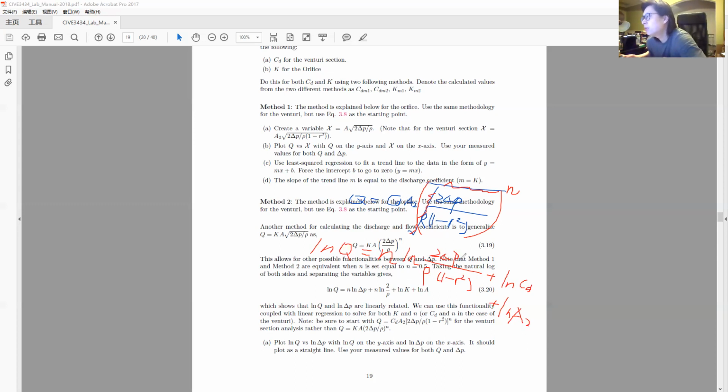So we want to isolate this delta P out. So the right side, we can rewrite it. It will be n log delta P, plus n log 2 over 1 minus r squared, natural log, plus log CD plus log A2. Okay, so that's what the equation will look like.